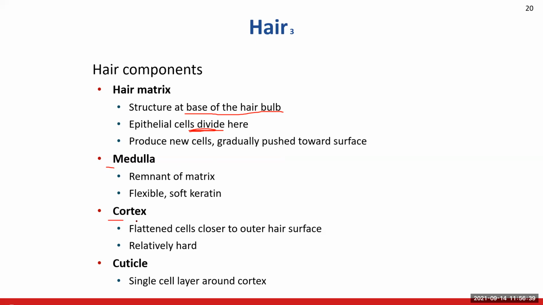Okay, so here, the hair is no different. The inner portion, the middle, is going to be called the medulla. And so we're going to see here, we'll have keratin, but it's a soft keratin. So that gives that portion of the hair some flexibility. Now we're going to surround the medulla with the cortex. Now that's going to be harder, so it's going to have less flexibility, but more support and structure. And then there's one single cell layer that covers the cortex.